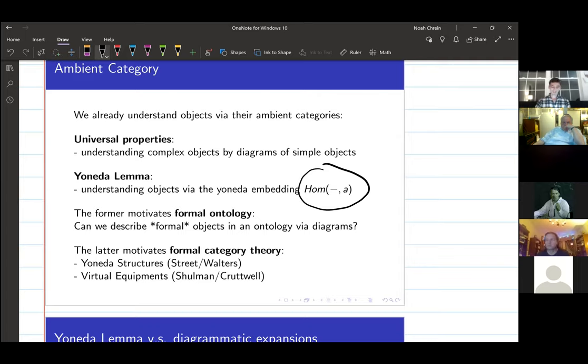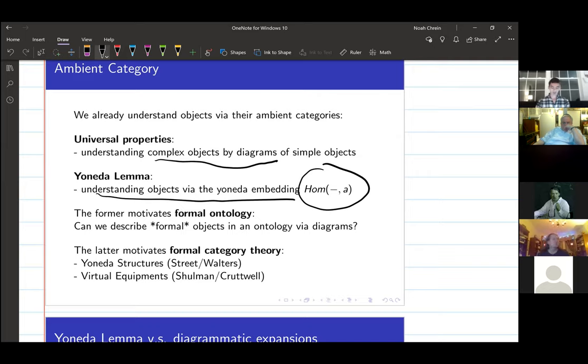So we have these universal properties. We're understanding complex objects via diagrams. And we have the Yoneda lemma. We're understanding objects via the Yoneda embedding. The formal, so universal properties, is my motivation for studying formal ontology. How do we abstract this enough so that it happens in every context? And the latter is the motivation for formal category theory.